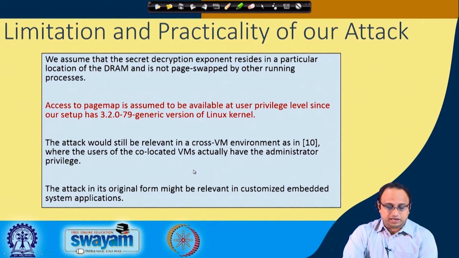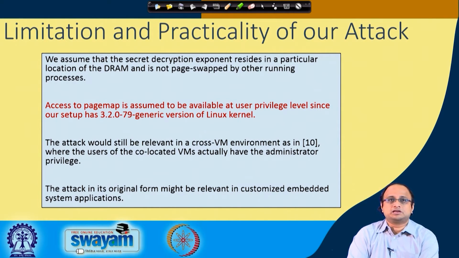If you discuss the attack, it assumes that the secret decryption exponent resides in a particular location of the DRAM and is not page swapped by other running processes. I mean, that it is not removed away to the disk, for example. This seems to be a quite practical assumption in several settings, and the access to the page map, as I said, is not available at user privilege, but still in several scenarios you may find that this is enabled, and there may be other ways of getting a handle on the physical address as well, and also maybe in some other settings.